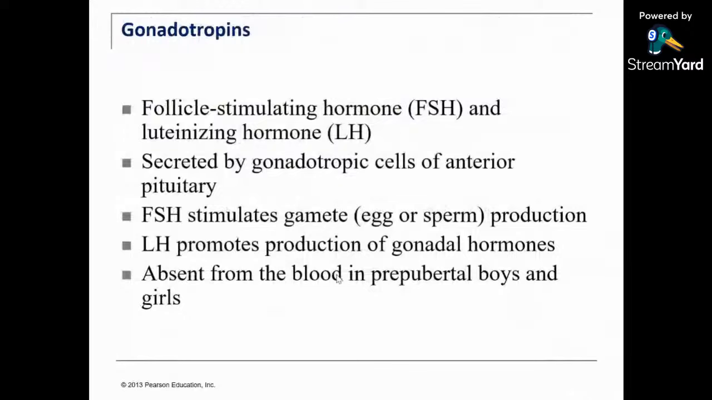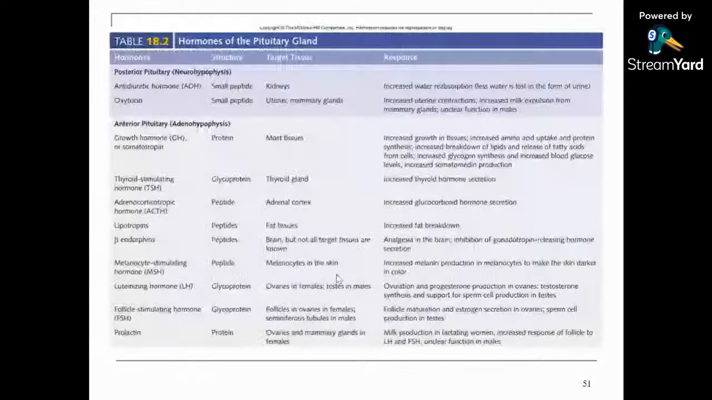Next, gonadotropins, follicle stimulating hormone and luteinizing hormone, secreted by the gonadotropic cells of the anterior pituitary. Follicle stimulating hormone stimulates gamete production, and luteinizing hormone promotes production of gonadal hormones. They are absent from the blood in prepubertal boys and girls.